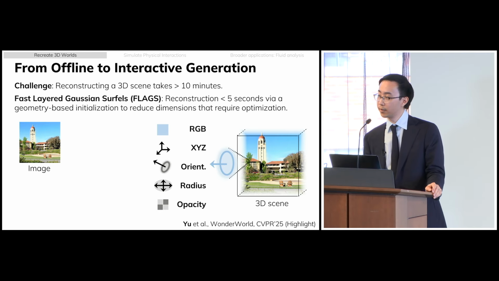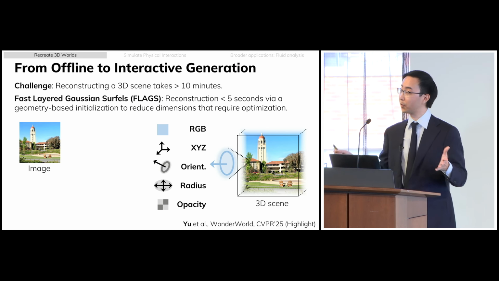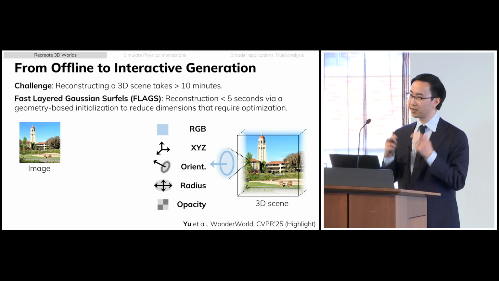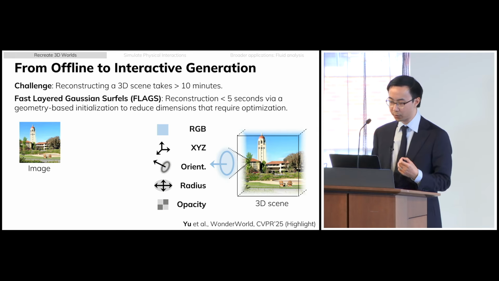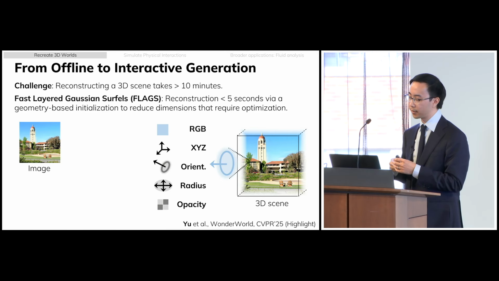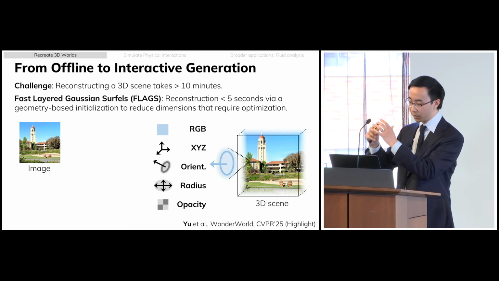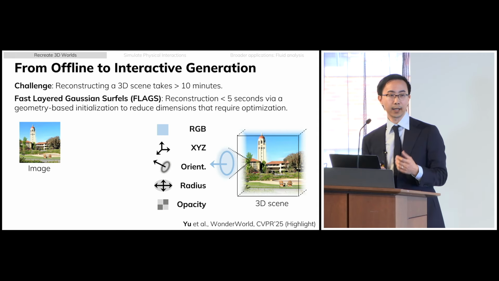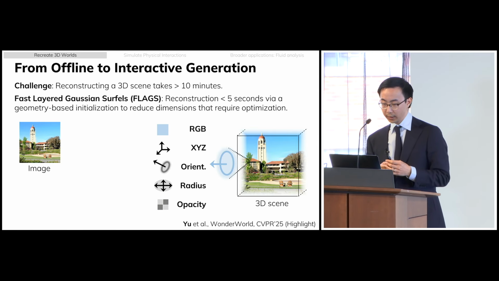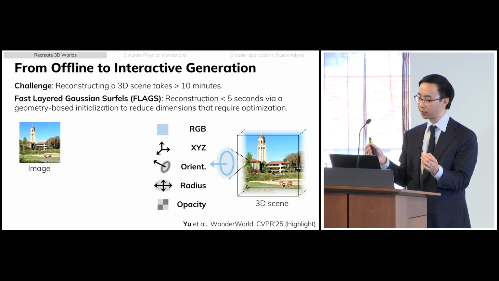So to address this, we introduce a new scene representation called the fast layer Gaussian surface. Here, surface represents a surface element, which is an old computer graphics concept. So we borrow from that. And each surface is parameterized by its RGB color, its XYZ position in space, its 3D orientation in space, its radius, and its opacity. Now, reconstructing a large collection of these high-dimensional circles is pretty slow.